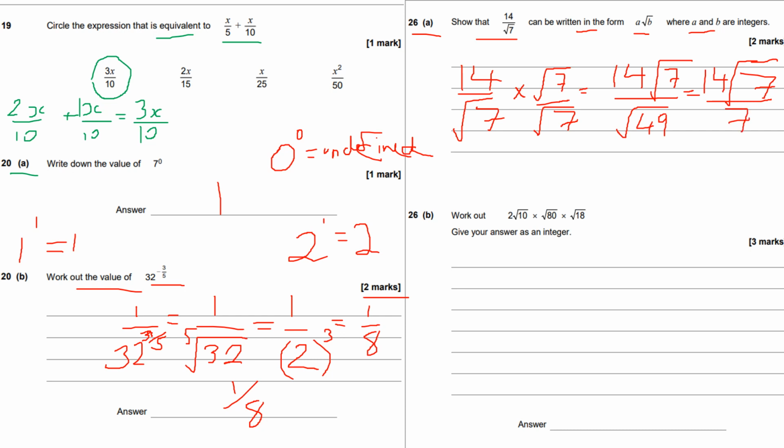That's going to simplify to 2 root 7 because 14 divided by 7 is going to be 2. So I'm going to get 2 root 7, and that's my answer for that one. If you're interested, a would equal 2 and b would equal 7.